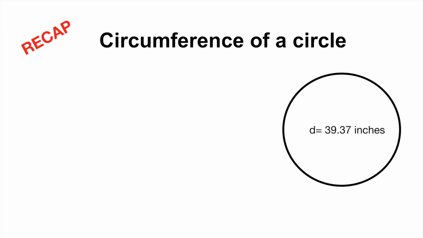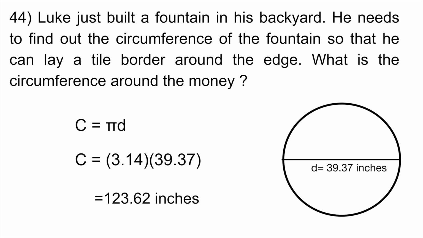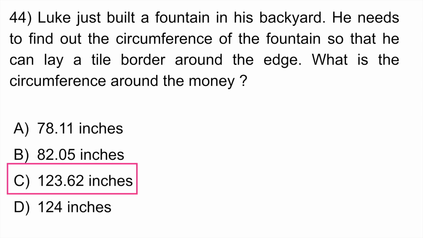So I believe that you have this formula available when you take your test, but anyway, for the circumference of a circle, this is the formula. Circumference is equal to pi, which is 3.14, multiplied by the diameter. And we already have the diameter, which they've given us in the question, right? So all we have to do is plug that number in and multiply it by pi, which is 3.14. That's going to give us the circumference, which is 123.62 inches, which is option C.